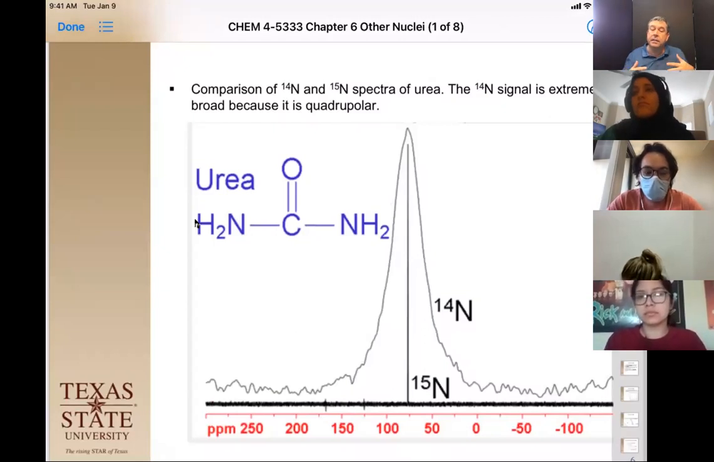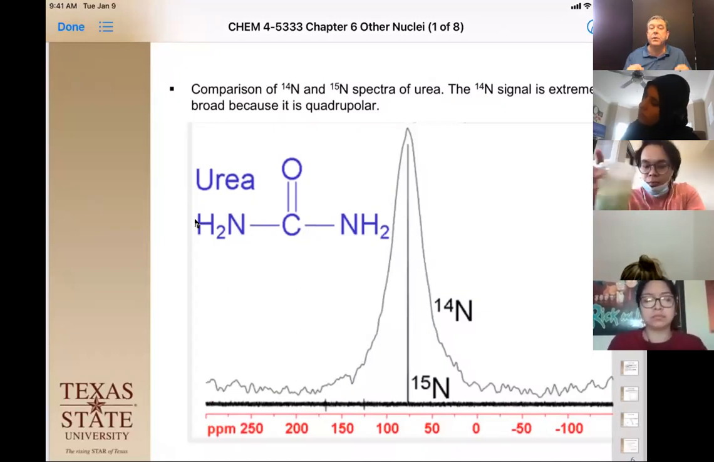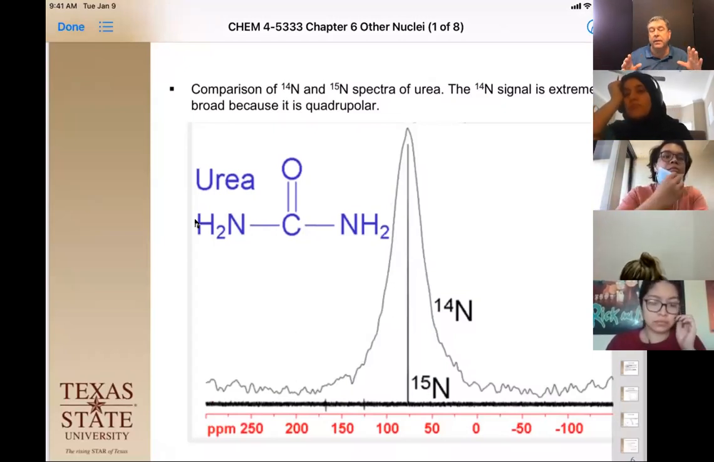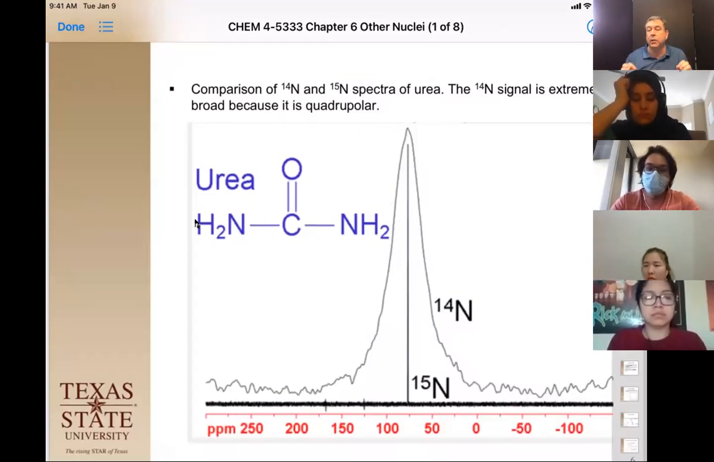Notice it's not as clean as a proton NMR because the amount of material there is quite low, 0.4% natural abundance. But we still get a signal from this. And so this shows you the importance of having a zero quadrupole on your nucleus, because it allows you to get these nice, clean, sharp peaks.